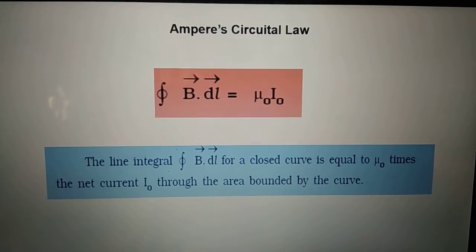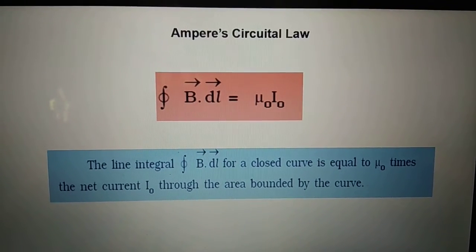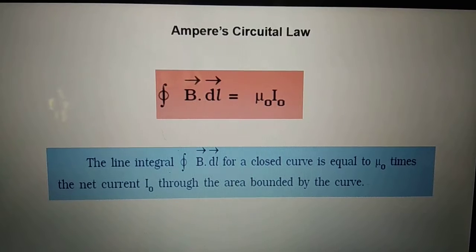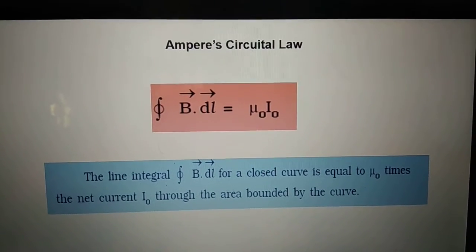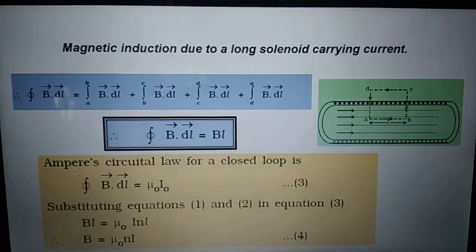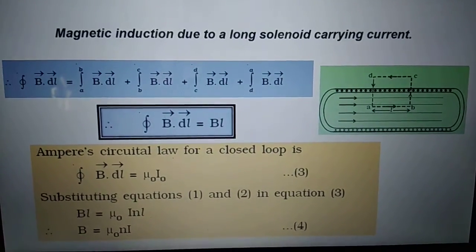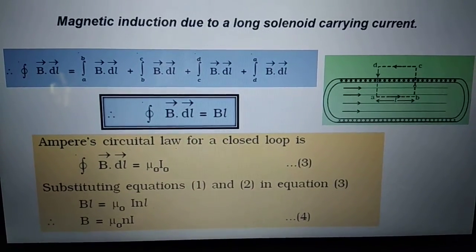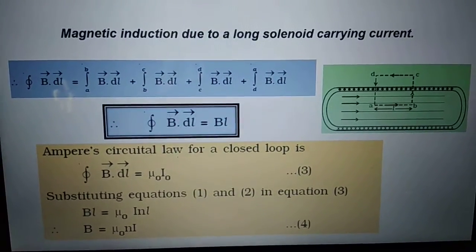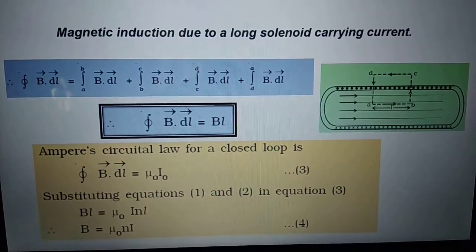Okay, this law can also be told as the line integral of B dot dl for a closed curve is equal to mu naught times the current through the bounded curve. Next, as we have already established, the solenoid is a very important magnetic device, because one solenoid can act like a bar magnet.